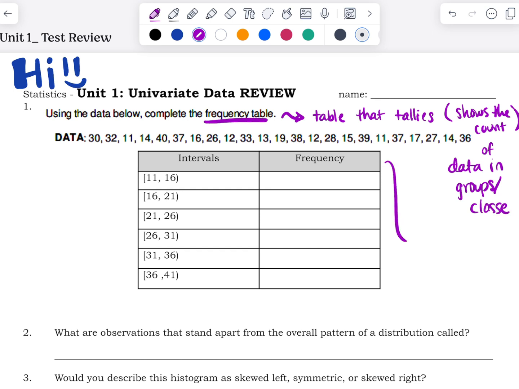And just as another little piece of info, this type of table would create, or like could be used to create, a histogram, okay? So you kind of need a frequency table in order to create a histogram, okay? It's like they're connected, more or less.